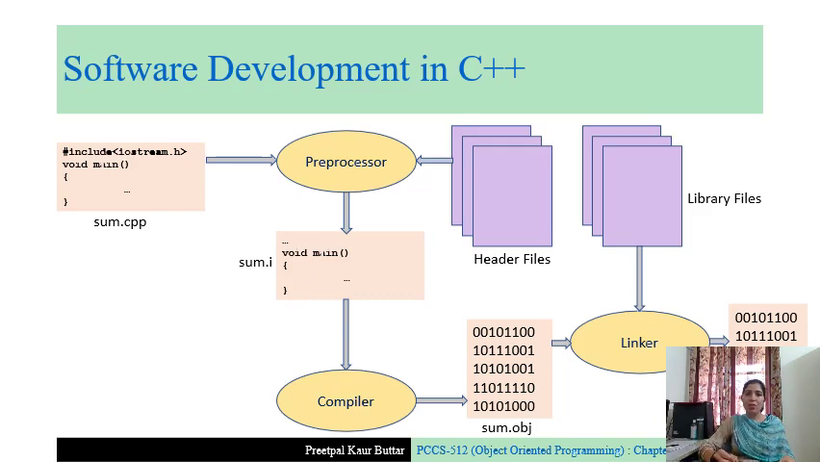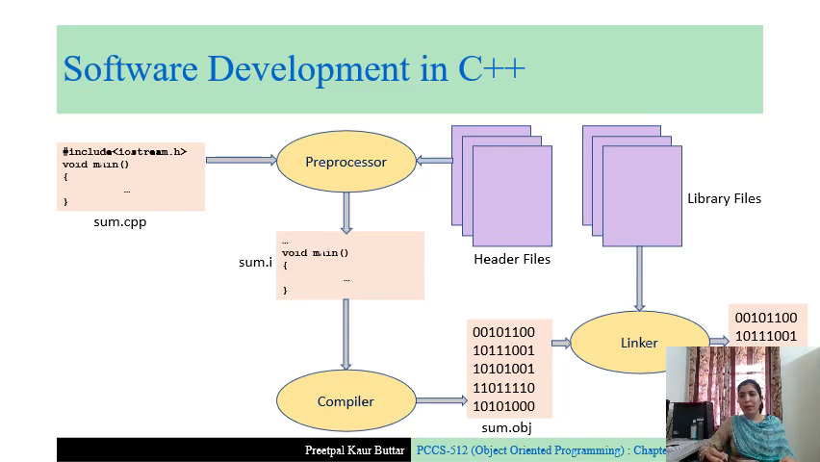Okay, so this sum.i file goes to the compiler and the compiler will generate the object code. Object code is the binary code or the machine readable code in the form of zeros and ones. And then comes the role of the linker.